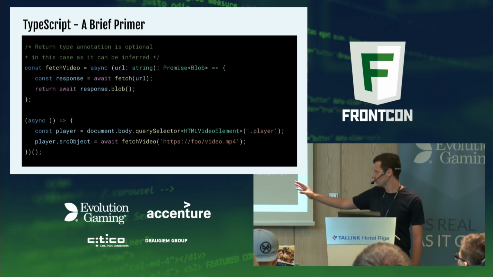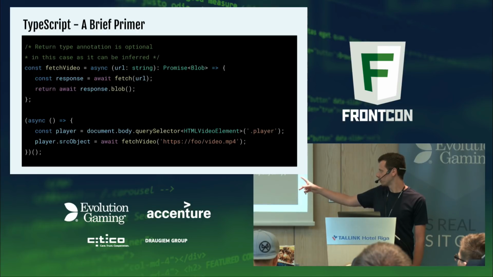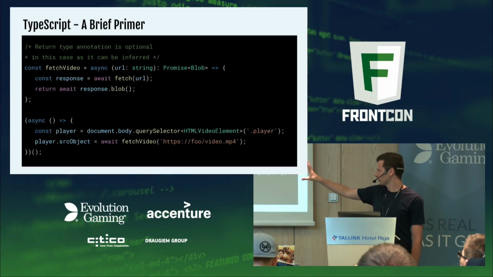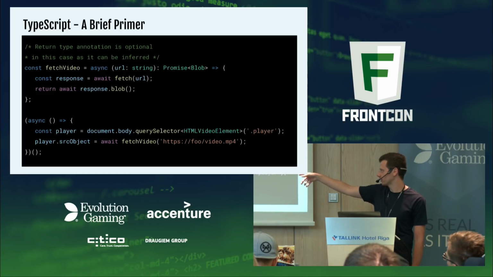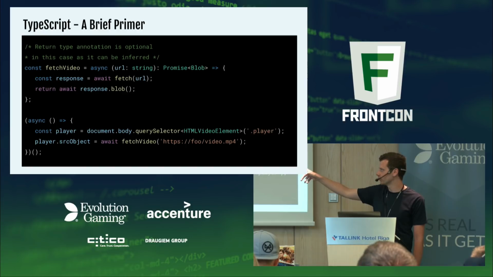So if we look at the immediately invoked function expression at the bottom to begin with, we are retrieving a player from the DOM, and then we are setting its source object property to the return value of the fetch video function above. Now, if we have a look, we're starting to see we have some extra type information now. So foremost, we have a type for the URL parameter. So we're determining that any URL passed to that parameter must be of type string.